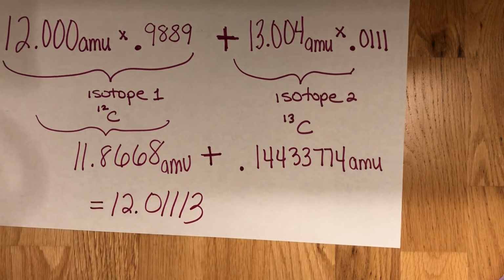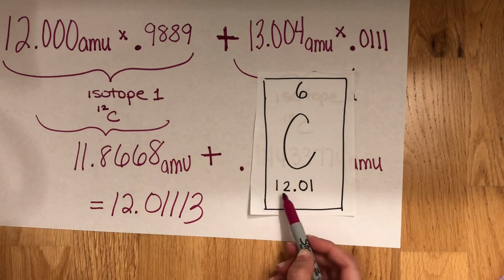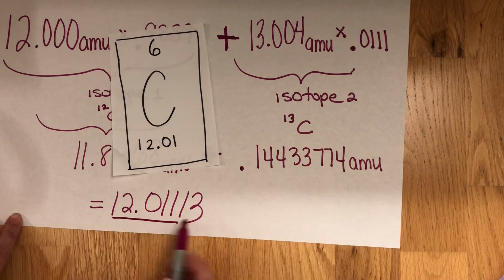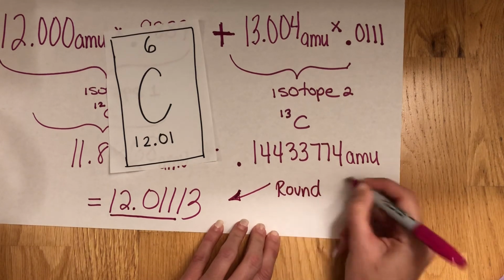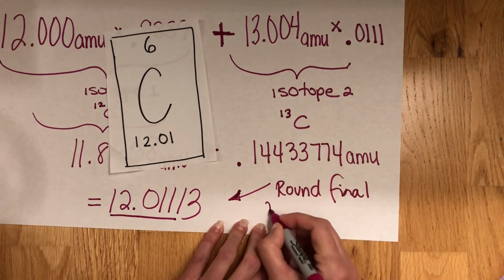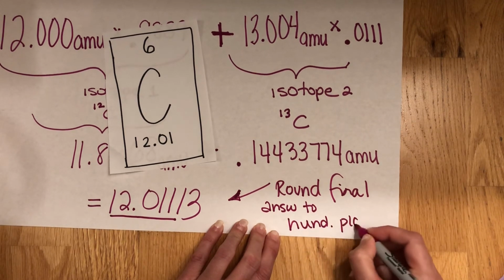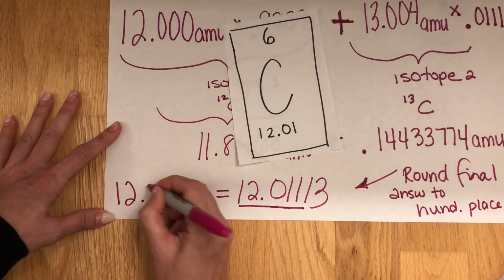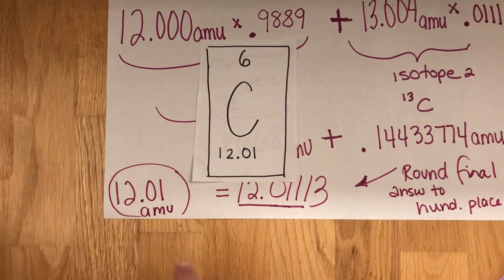12.01113. Now, let's take a look back at what carbon was on the periodic table. On the periodic table, I was given 12.01 as the answer for its average atomic mass. And now look at our answer. So what we'll do for our class is we will always round our final answer, that's its final, to the hundredths place. In other words, 2 places after the decimal. So my final answer then is 12.01 AMU. Circle that as my final answer, and look at that.